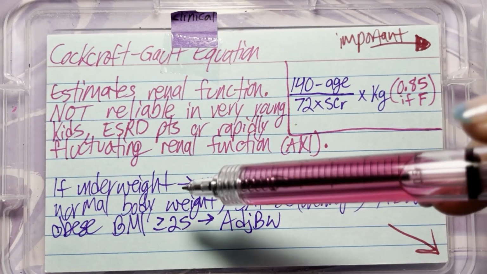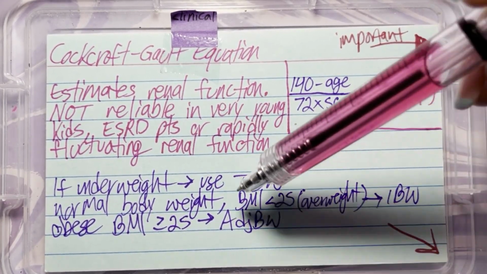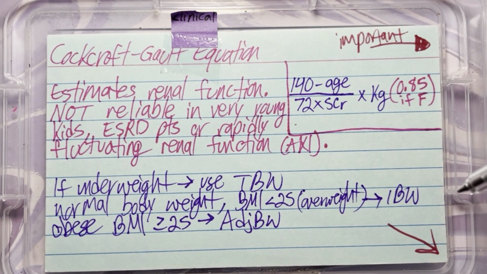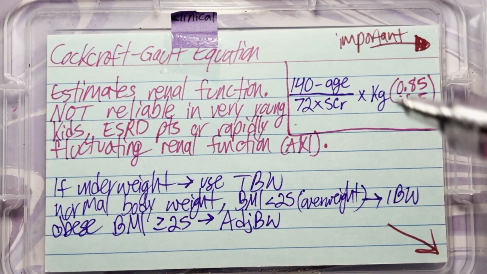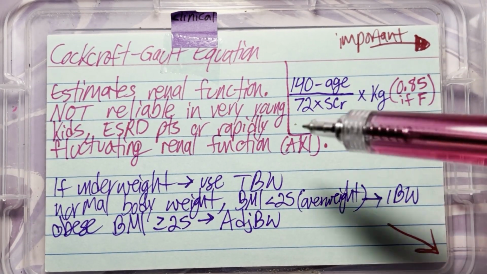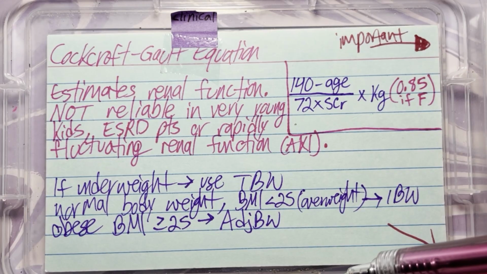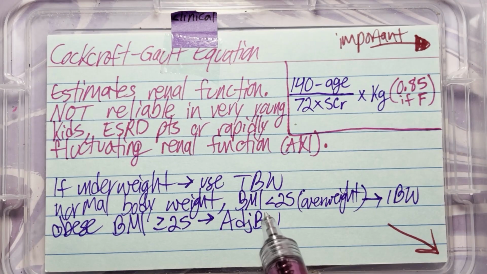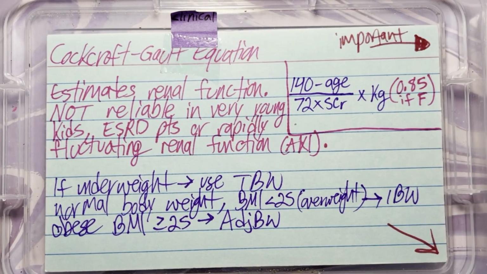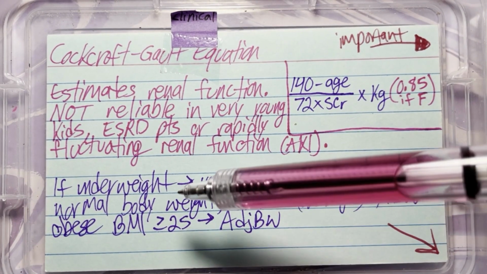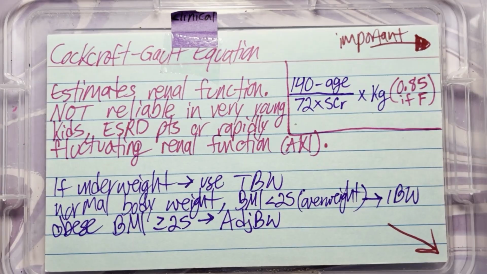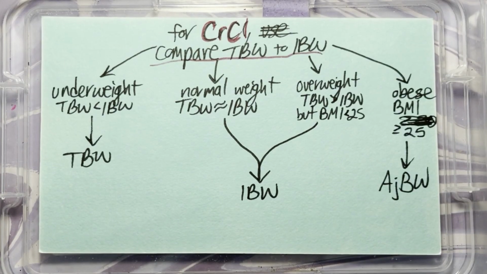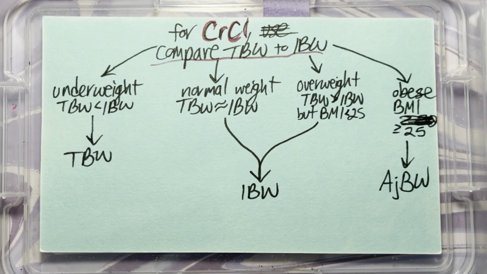This is super important. If you don't know this, guys, you can miss the whole question, because I didn't even regard this at all on my first exam. I just, okay, what's the patient's weight? Put it in. I didn't even consider this. So don't make my mistakes. If they're underweight, use total body weight. If they're normal body weight, or BMI less than 25, use ideal body weight. And if they are obese or overweight, BMI greater than or equal to 25, use adjusted body weight for the Cockcroft-Gault equation. Just another way to visualize that if you need to pause there.